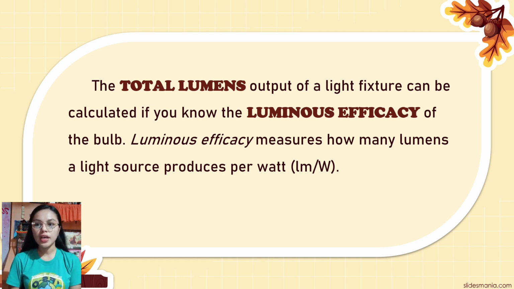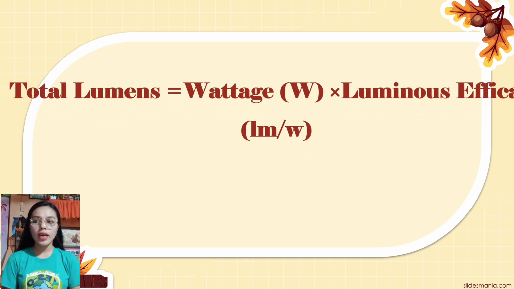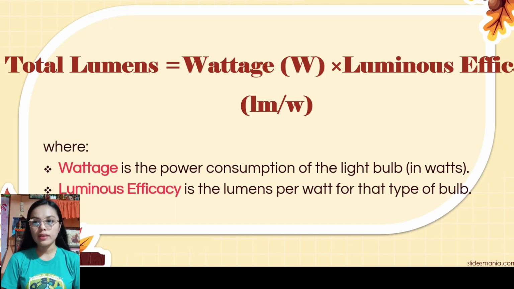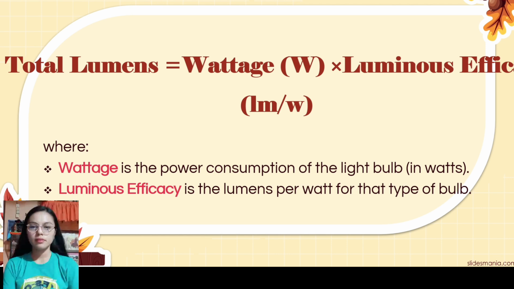So, na-denote ni siya sa LM over W, or lumens per watt. And the formula to find the total lumens of a fixture is equivalent to the wattage, or W, times the luminous efficacy, or the lumen per watt, where wattage, or W, is the power consumption of the light bulbs in watts, and the luminous efficacy is the lumens per watt for a type of bulb.